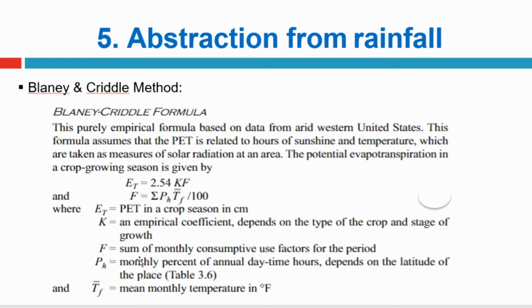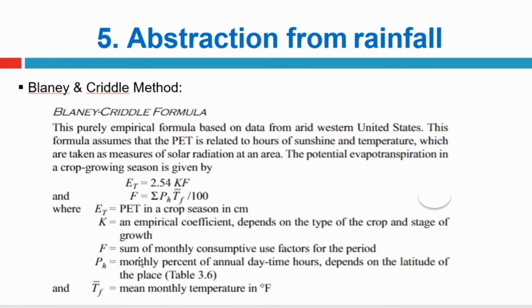Once you get the P_h value, which represents the monthly percentage of annual daytime hours, remember that this value of daytime hours will change from latitude to latitude. It will not remain the same for all places. So for any given place there will be a percentage of daytime hours for any given month, and we have to get that data.